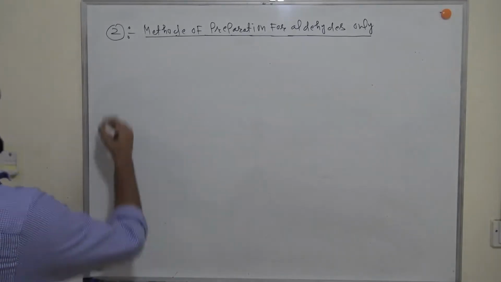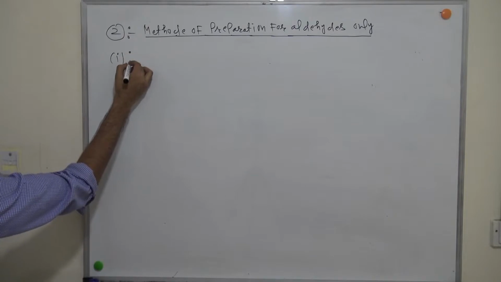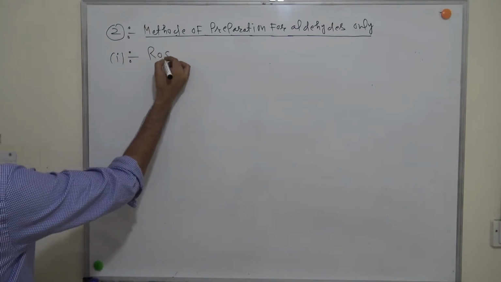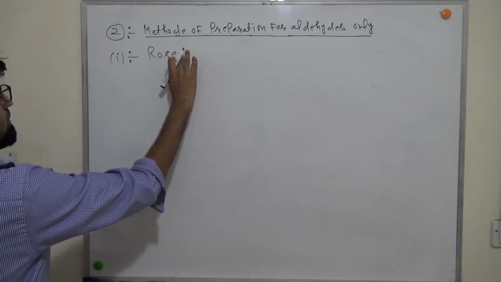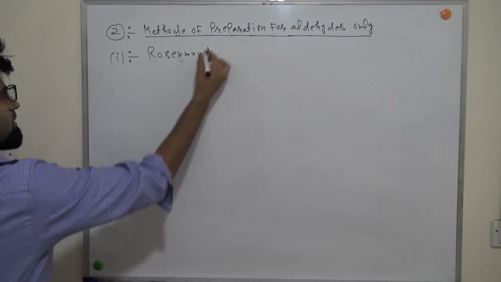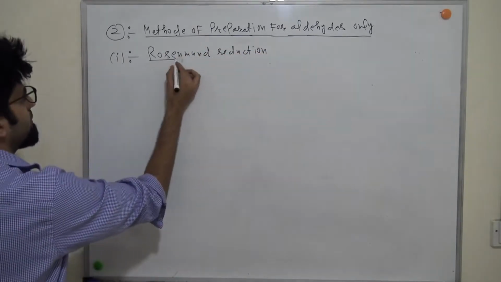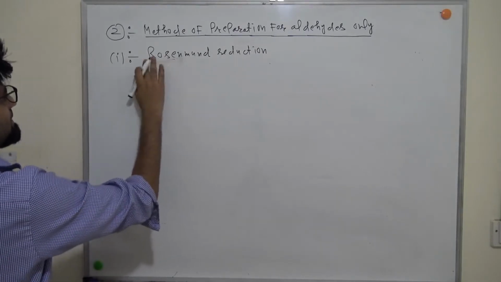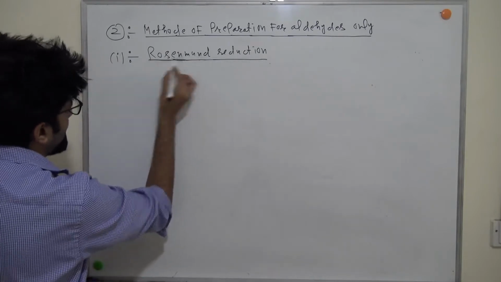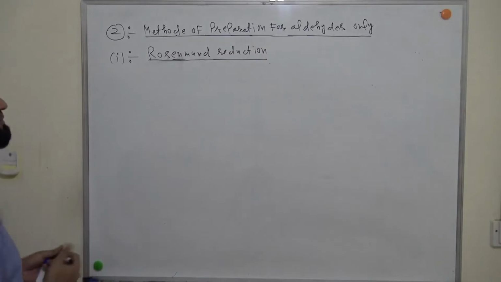Okay, so the first method, guys, very important, is Rosenmund reduction. First method is Rosenmund reduction. So what is Rosenmund reduction?